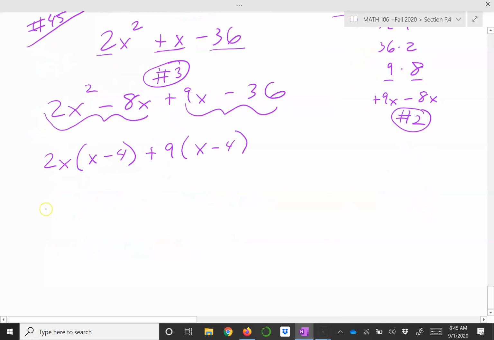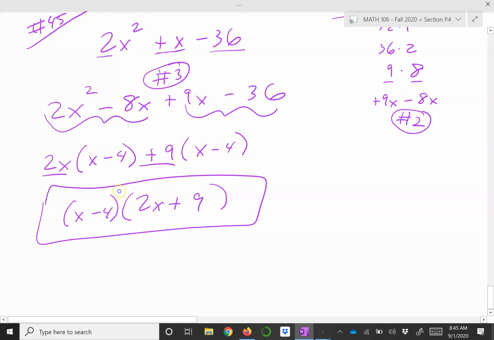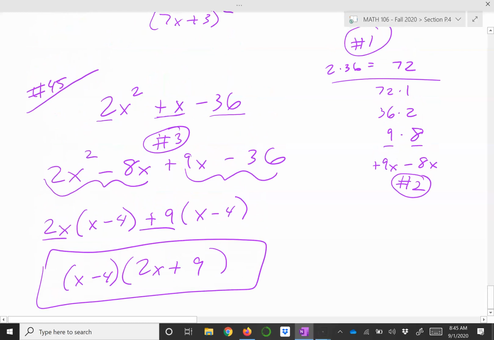Finally, the last thing you do is take that same factor, the x minus 4, and whatever's left, the 2x plus 9, goes in the second binomial. With that process, you can solve every single trinomial you see here, even the perfect squares. It's just that the one Terrence asked about was a big pain in the butt.